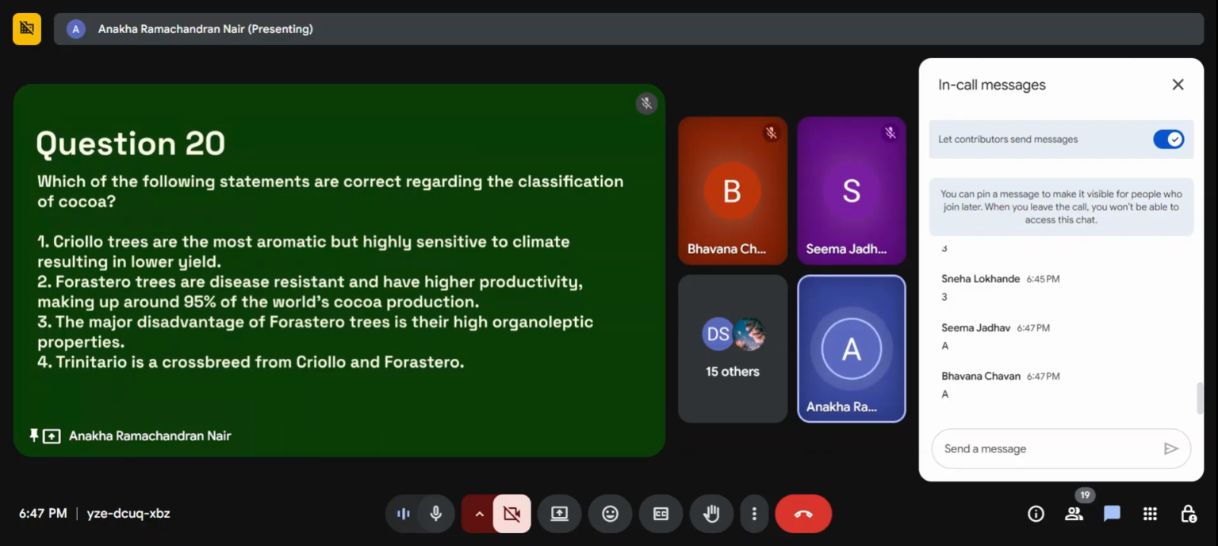Option 1: Criollo trees are the most aromatic but highly sensitive to climate, resulting in lower yield. Option 2: Forastero trees are disease resistant and have higher productivity, making up to 95% of the world's cocoa production. Option 3 is the major disadvantage of Forastero trees is their high organoleptic properties, and option 4 is Trinitario is a crossbreed from Criollo and Forastero.